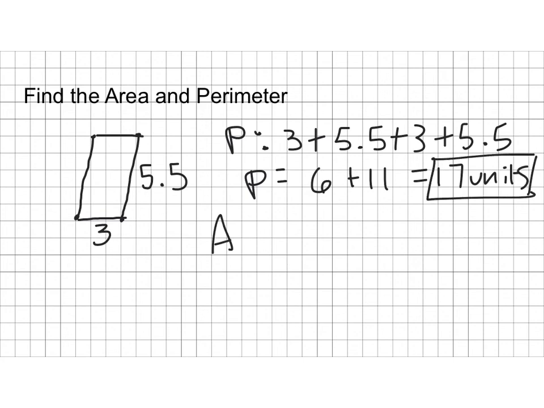And now to do the area, it could be tempting to do 3 times 5.5, but that wouldn't work because our base is 3, but our height isn't on here yet because our height is straight up and down from top to bottom. It's not that slant side. And that on this one is only 5. So our area is going to be 3 times 5, and that gives us 15 units squared.